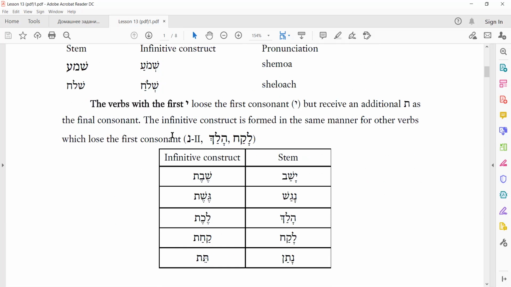The verbs with the first yud have some other deviation from the basic paradigm. So what happens? Do you remember, if we remove the prefix, the yud will disappear, and yod very often disappears from this root. And instead of this, they have an additional letter taf at the end of the word. The vowels are usually two segols, but sometimes it could be two patachs as well. So, for example, let us see the word yashav, to sit, to dwell. The infinitive construct would be shevet. Any questions?